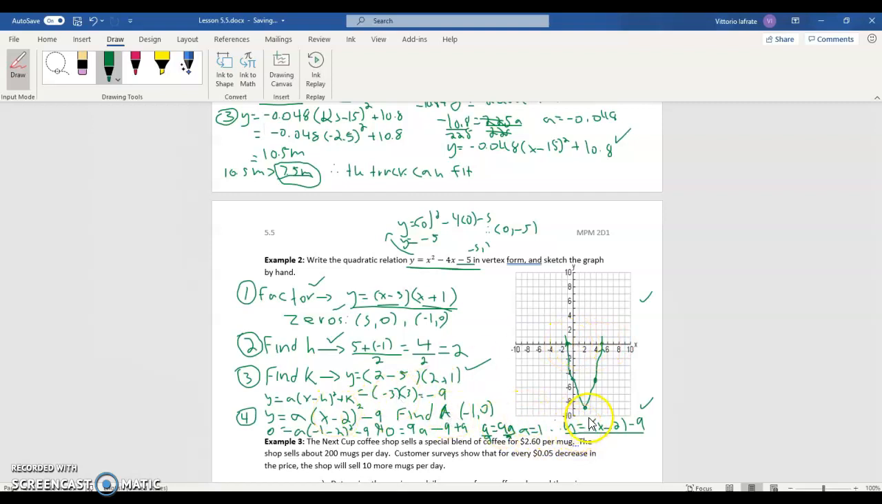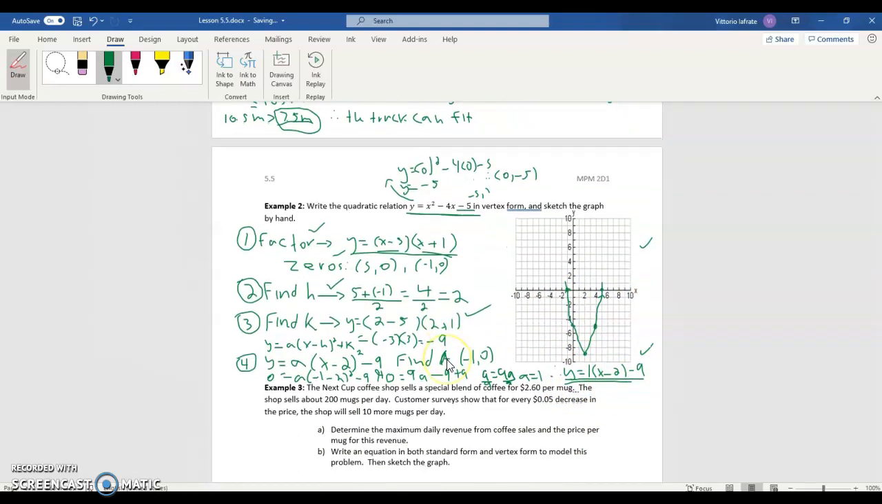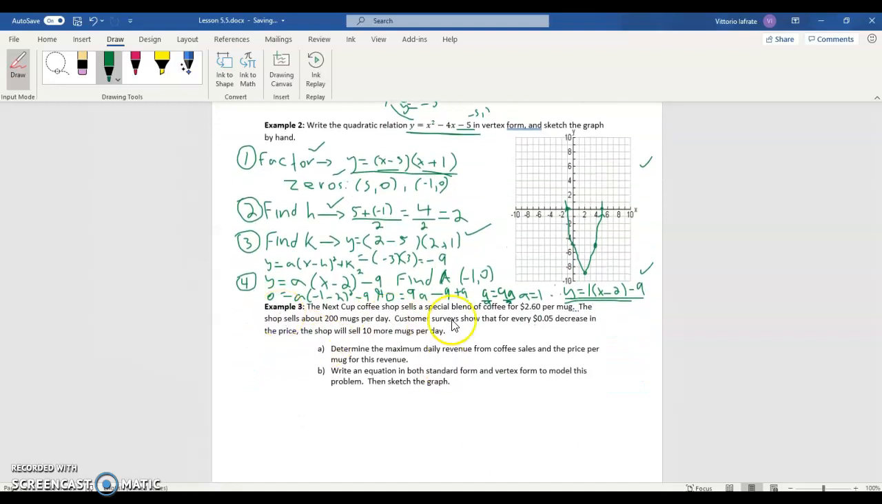Then once we had our a value, we were able to go plug everything in to get our final equation, and then I could connect my dots, and I found 2 other points just to make it more accurate. In the next video, we'll finish up with example number 3, an application problem involving quadratics.